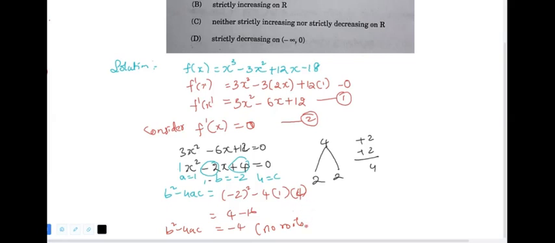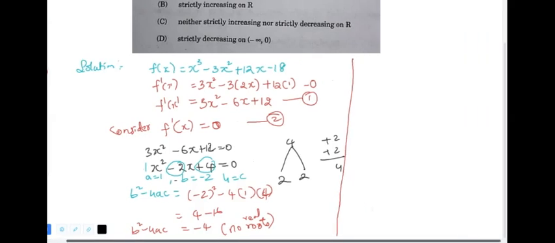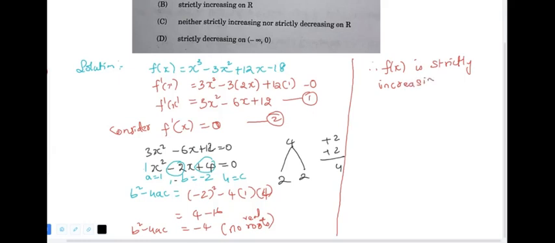That will be f dash of x has no real roots. We don't have a real root. It is imaginary. The roots are imaginary. So we don't have a real root here. Then what to do? Here to find next, f of x is strictly increasing for all real numbers.